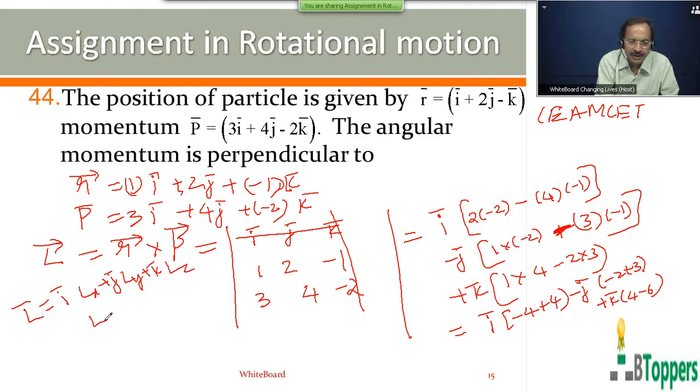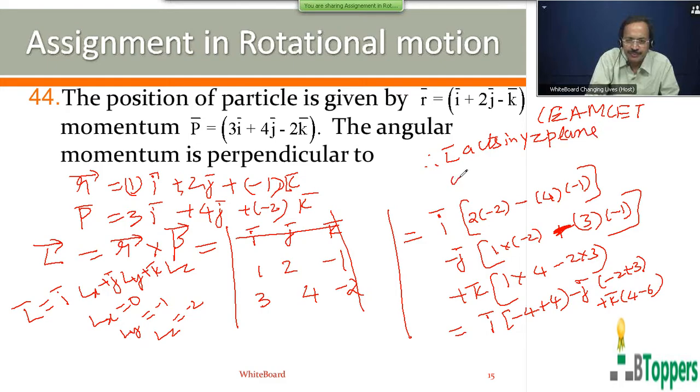You can observe that x component of angular momentum is 0. The y component of the angular momentum will be minus 1. Z component of the angular momentum is minus 2. That means L bar acts in the yz plane. Therefore, you can conclude that L bar acts in yz plane. Or you can say L bar is perpendicular to x-axis.